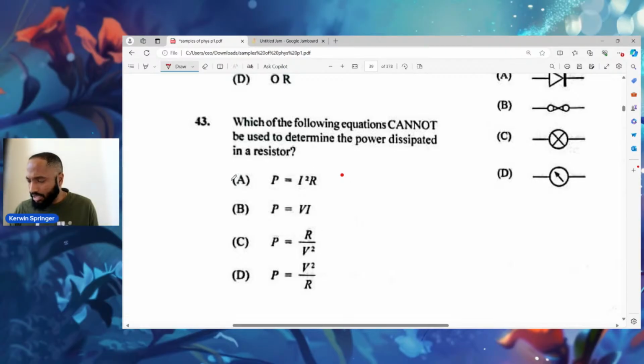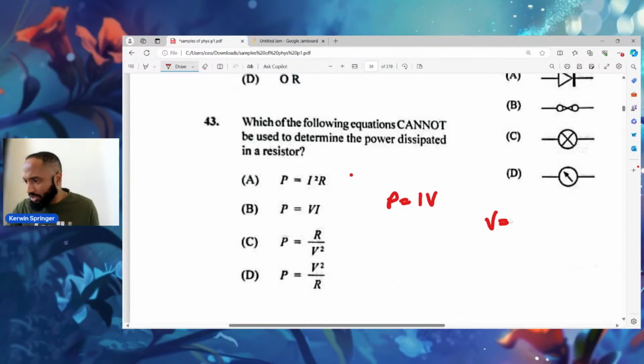So it looks like this one. Let me double check. P is equal to IV, but V is equal to IR. If I substitute for V, I get I squared R. If I substitute for I, I get V over R, I get V squared over R. So C is the answer.